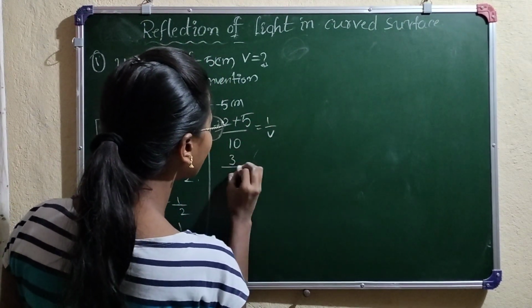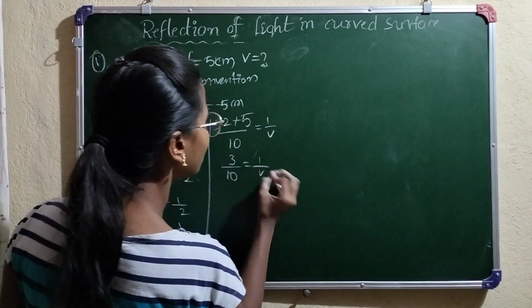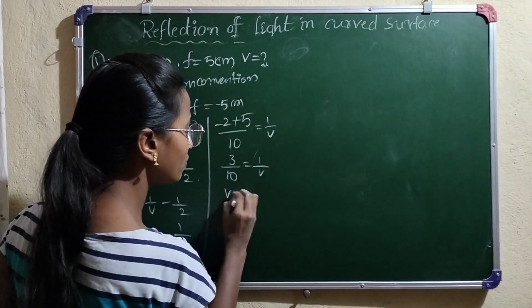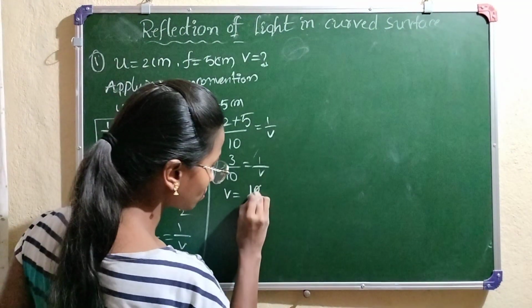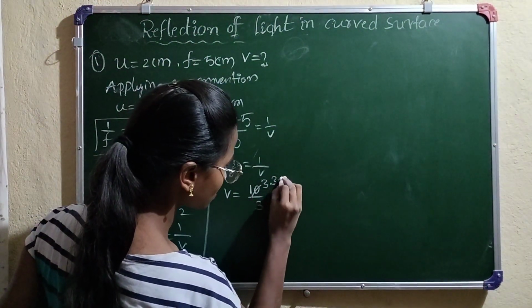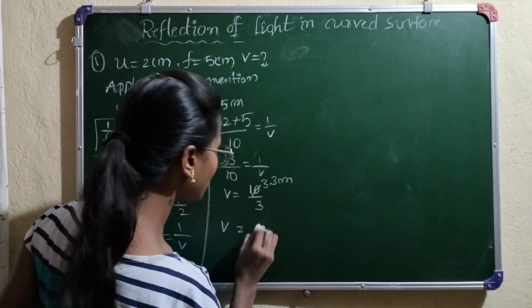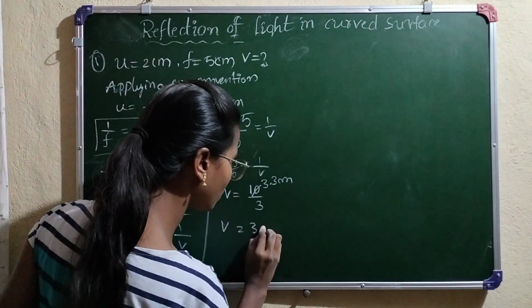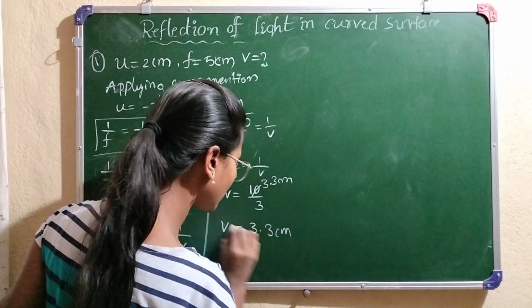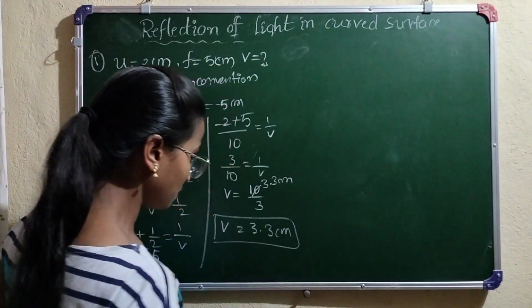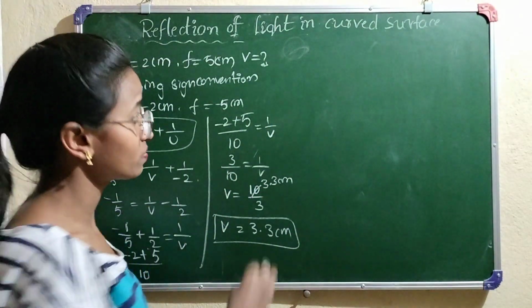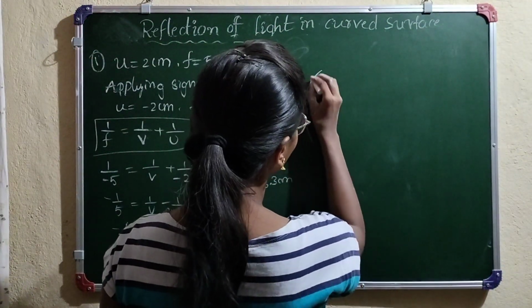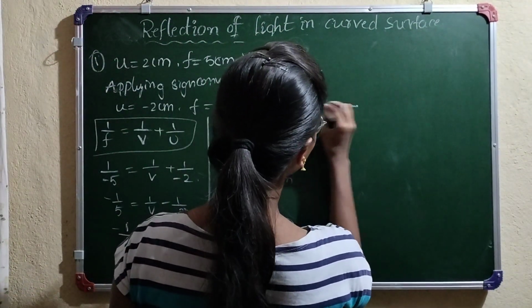Which means 3 by 10 is equal to 1 by V. So if we want V value, it will become 10 by 3. Am I right? So 3.3 centimeters. So see, if you observe, we are getting a positive value. So V we are getting positive, which means the image is not forming in the opposite direction to the incident ray. We'll see by diagram also, it will be proved.